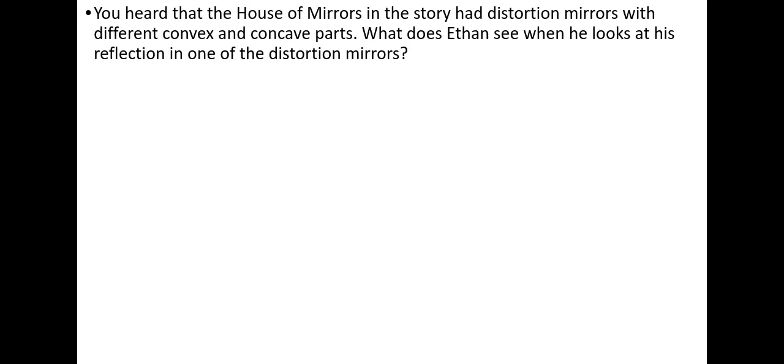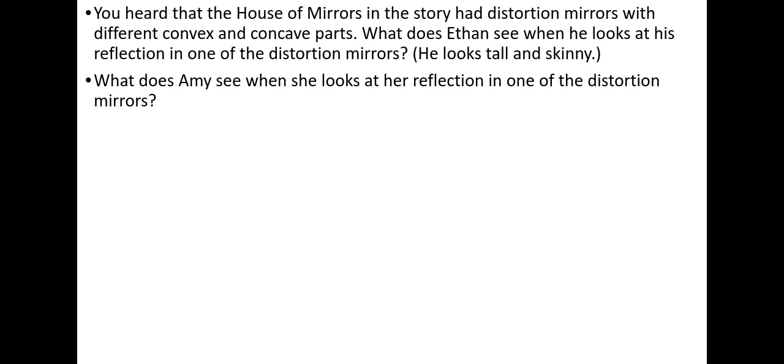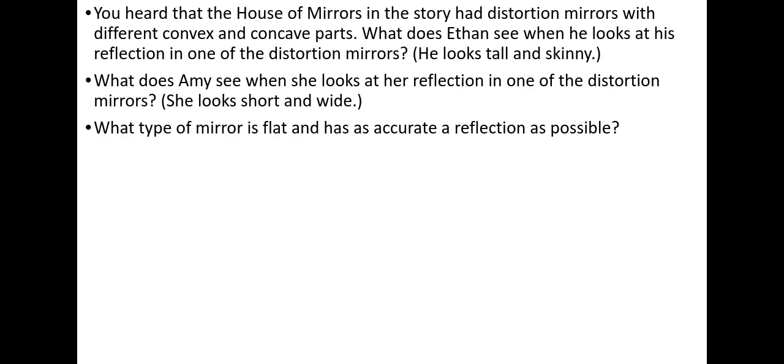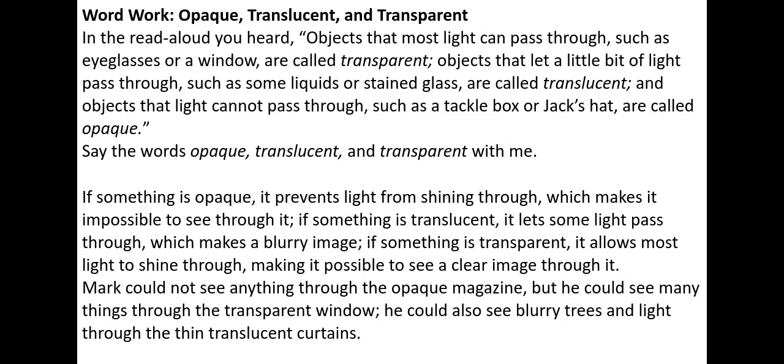You heard that the house of mirrors in the story had distortion mirrors with different convex and concave parts. What does Ethan see when he looks at his reflection in one of the distortion mirrors? He looks tall and skinny. What about Amy? What does she see when she looks in the distortion mirrors? She looks short and wide. What type of mirror is flat and has as accurate a reflection as possible? A plane mirror. Our words for today are opaque, translucent, and transparent.